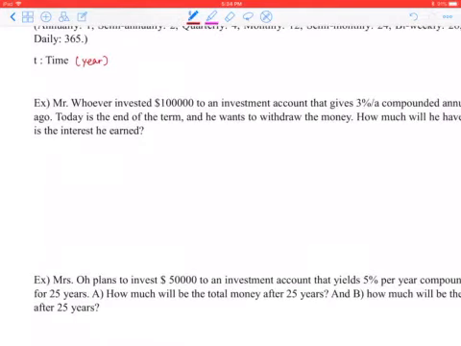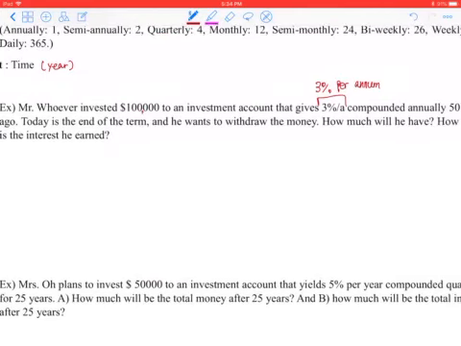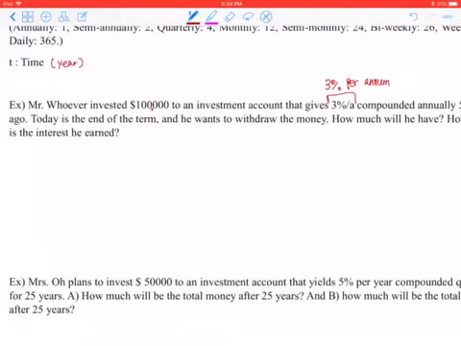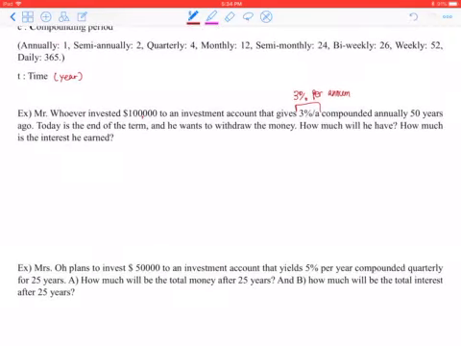Now, so an example is this. Mr. Whomever invested $100,000 to an investment account that gives 3% A. Now this actually read it as 3% per annum. It means 3% per year, compounded annually 50 years ago. Now today is the end of the term. Hooray! And he wants to withdraw the money. How much will he have? How much is the interest he earned?